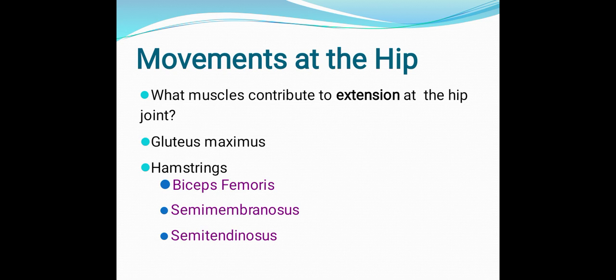These two-joint muscles contribute to both extension at the hip joint and flexion at the knee joint, and are active during standing, walking, and running.